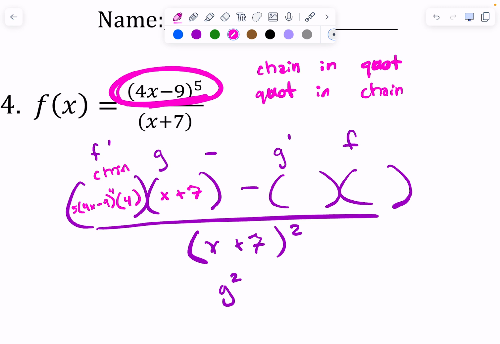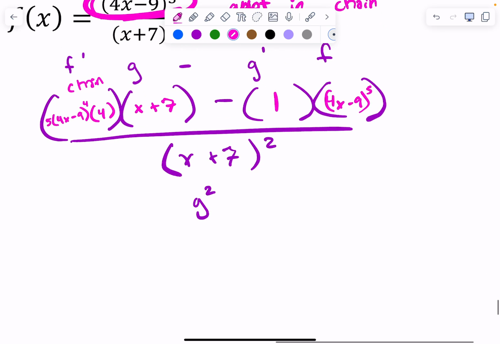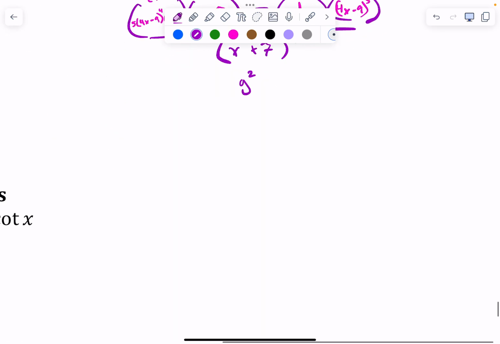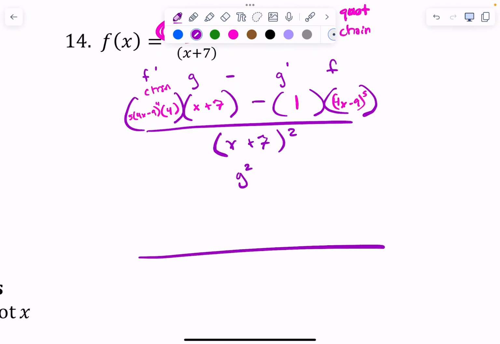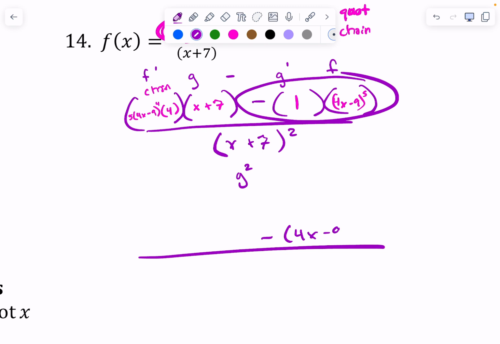G prime. What's the derivative of g? 1. And then f is that other part, 4x minus 9 to the 5th power. You've got lots of room down here, so you can fill down. This guy over here is minus 4x minus 9 to the 5th power. I don't have to distribute that negative through. In fact, I can't because it's to the 5th power.